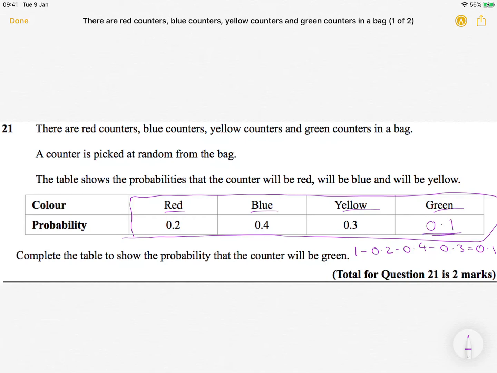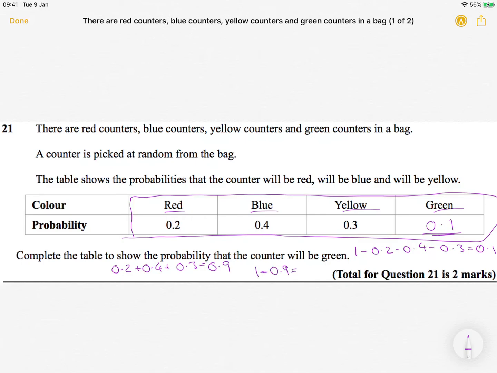You can do that in your calculator, or hopefully you just challenge yourself and do it in your head as well. Another way you could have done it is added up all of these, 0.2 plus 0.4 plus 0.3, which is 0.9, and then done 1, take away 0.9.